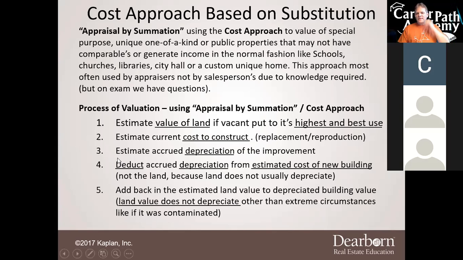All right, so then they estimate the accrued depreciation for the improvement, and we just went over the different types of depreciation that could occur. And then they deduct the accrued depreciation from the estimated cost of the building, and then they add back in that estimated value of the land as the final step to come up with the total value of the property using the appraisal by summation, also known as the cost approach, to value these special purpose, unique, one of a kind, or public buildings.